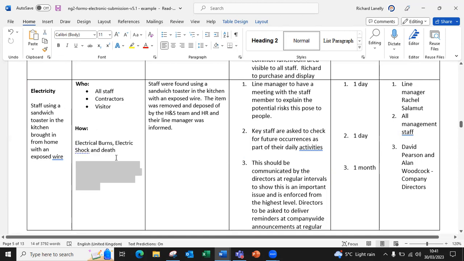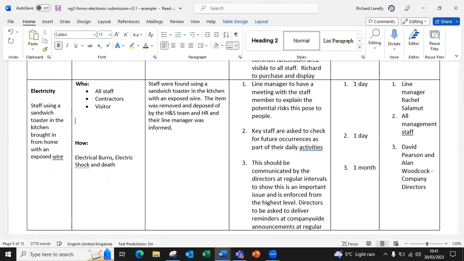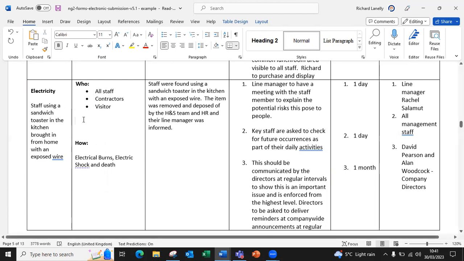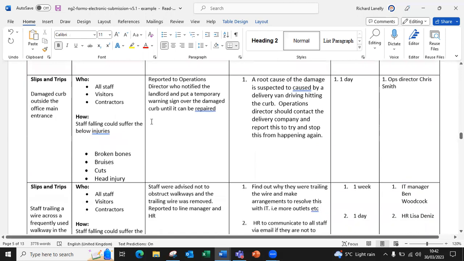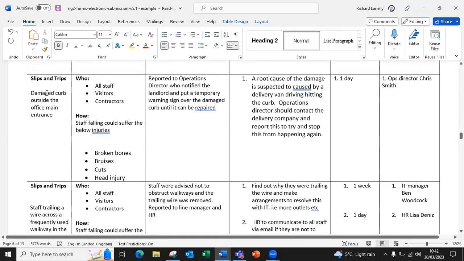Again, I would take this out. I would explain. I would always put a little comment in here about a little bit more about it. What we're doing, some key actions, some clear timescales, and then who's responsible for these actions. Okay, so we'll look at a couple more.